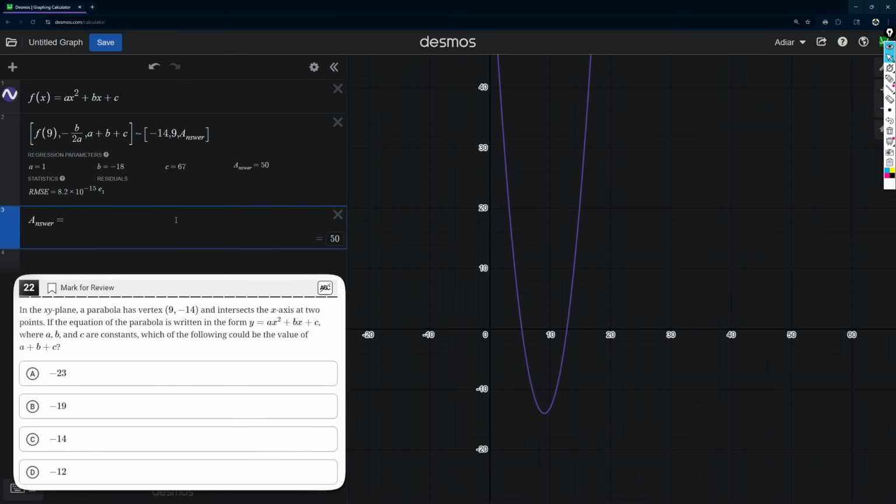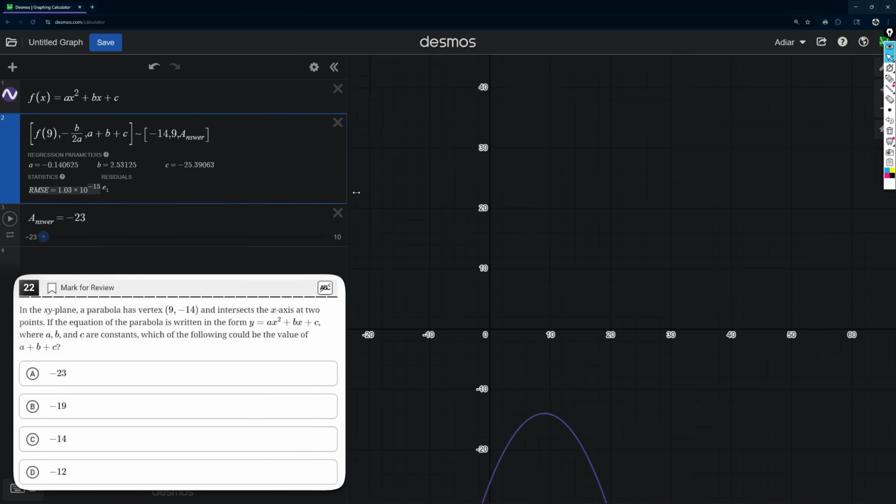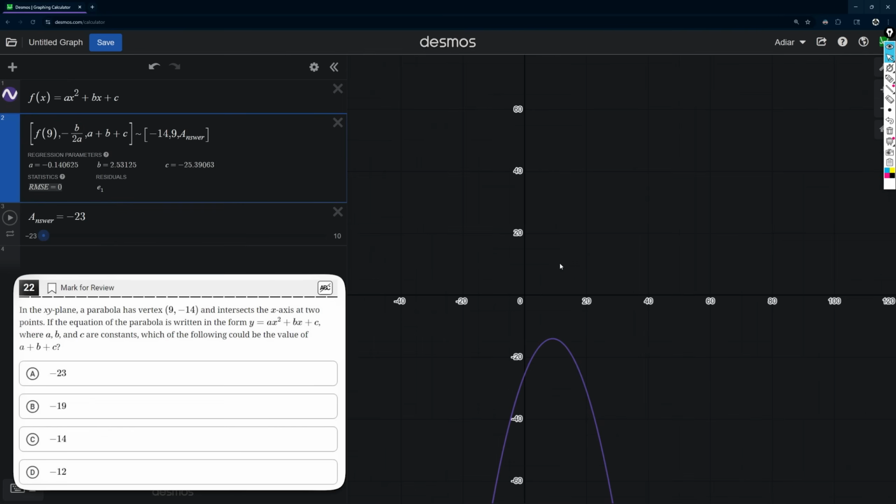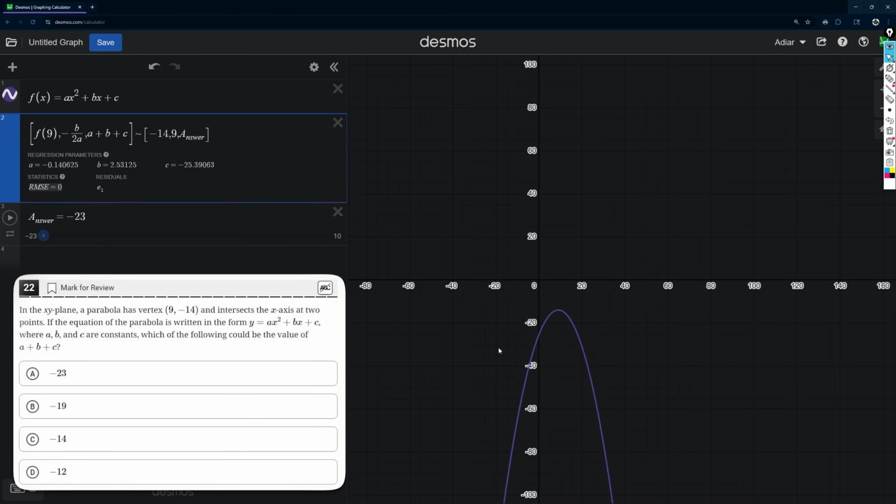So negative 23, let's try that out. So it looks like RMSE is basically 0, which means it's found a solution. And if we wiggle this, it'll be 0. So negative 23. Yeah, so RMSE is equal to 0, so it's found a solution. Here's our solution. So it's possible. You might be inclined to think, oh, this could be a value of a plus b plus c.